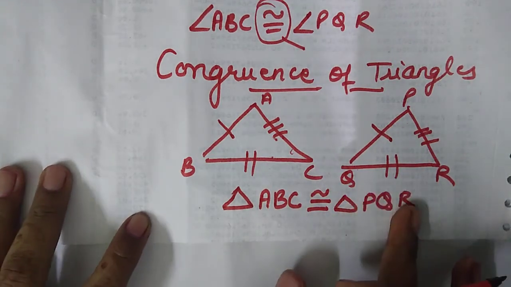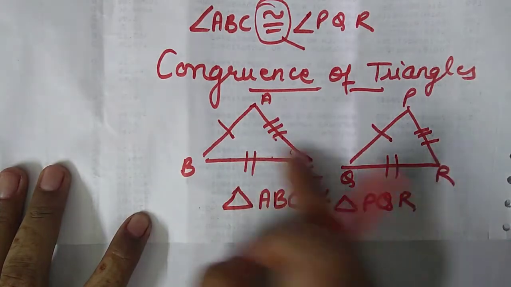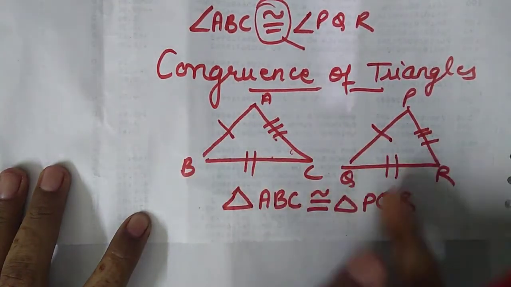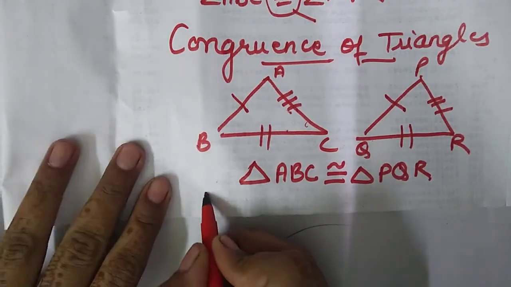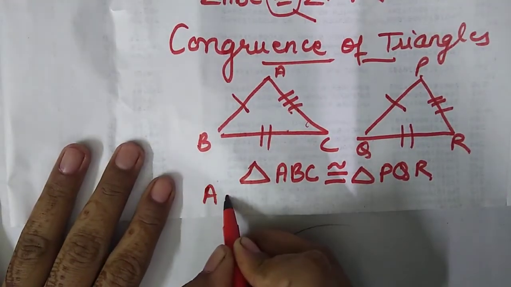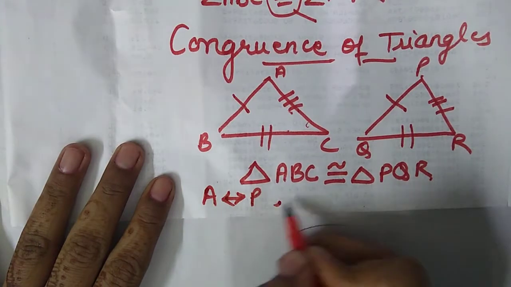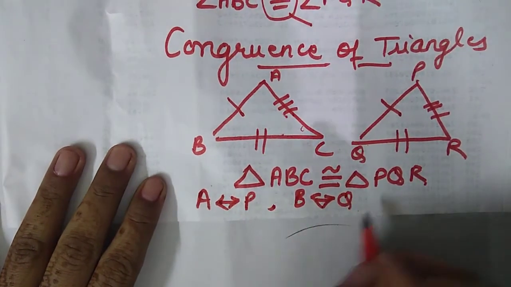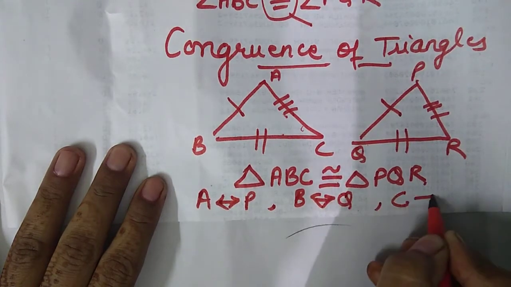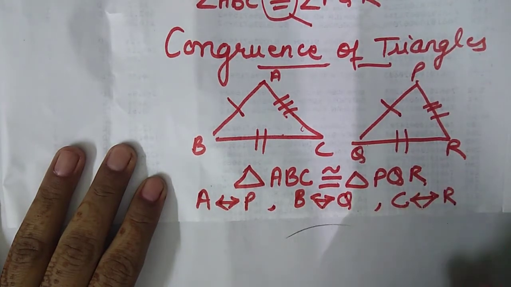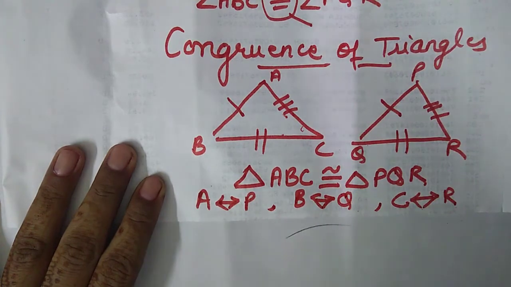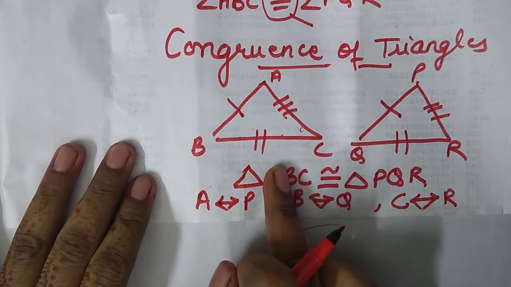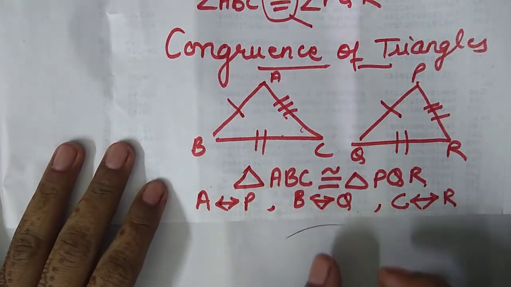It follows that if the vertices of triangle ABC match the vertices of triangle PQR in this order, that is, vertex A matches vertex P, B corresponds to angle Q, and C corresponds to R, then if these two triangles are congruent, all the six corresponding parts.